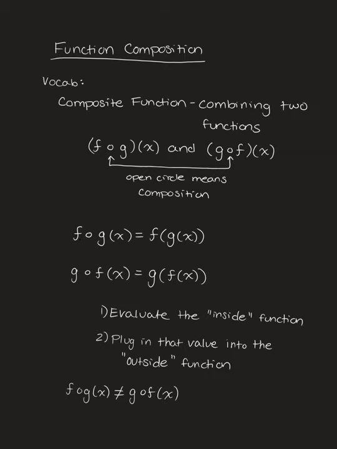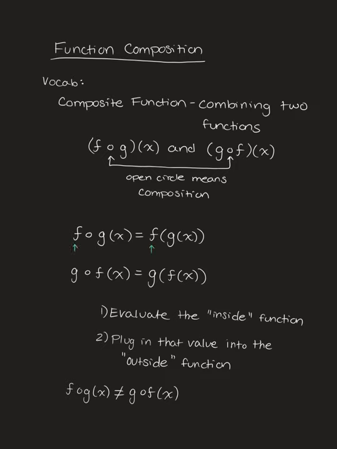It is read as f of g of x and g of f of x. This open circle here means composition. Remember, the closed circle means multiplication, so there's the distinction there. I call these fog and goff. So f of g of x is f, the first function here, that's your outside.